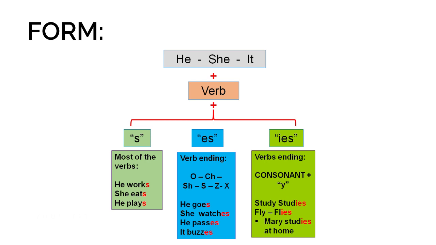Now, verbs that end in Y but preceded by a consonant, which means consonant plus Y, we change the Y into I and we add ES. For example, study, studies, fly, flies, Mary studies at home.